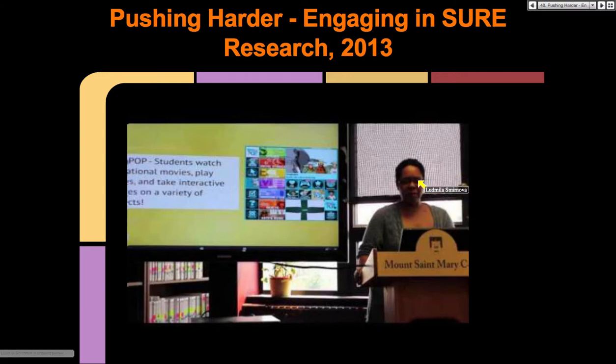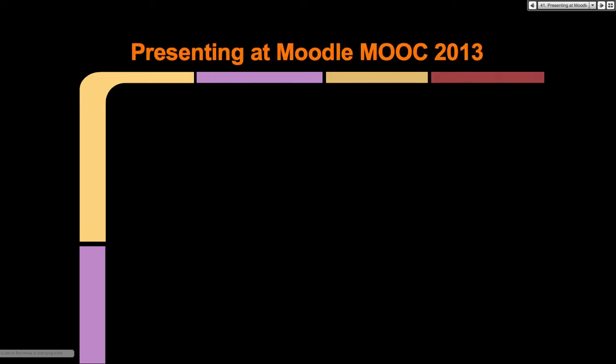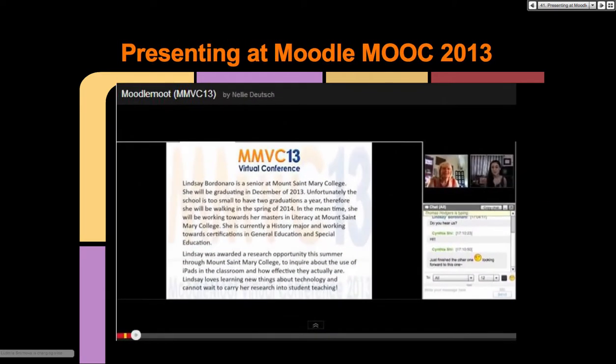And this is an example, Clarissa. Last summer we were exploring the topic of how teachers are using Web 2.0, and she was presenting. SURE means Summer Undergraduate Research Experience. Students are given $1,500 as a stipend for summer research.